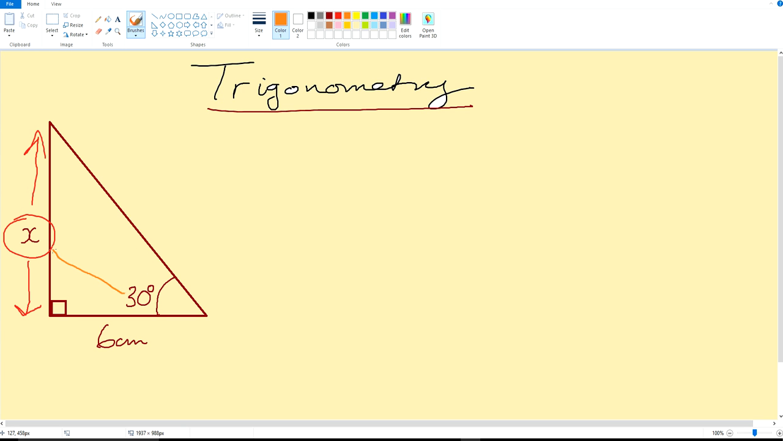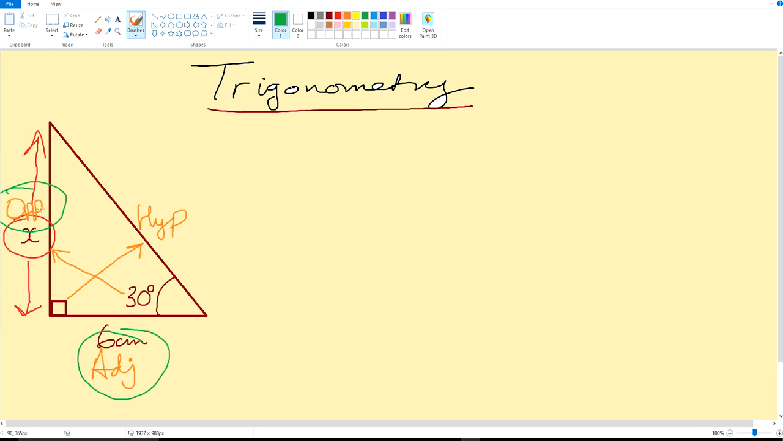So opposite the angle is the opposite. And then opposite the right angle, that is the longest side, called the hypotenuse. And the leftover side is called the adjacent. So we always label the adjacent last, and we always start with the angle first. Now, if you look at our question, it is between the opposite and the adjacent.